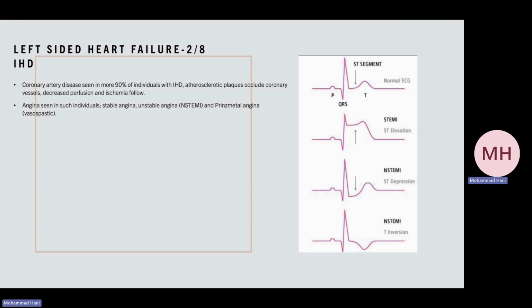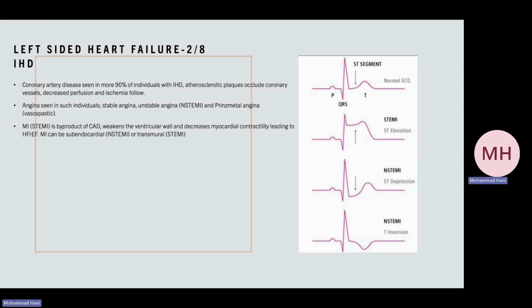And then you also have Prinzmetal angina, which is basically vasospastic angina. Basically, there are vasospasms of the coronary arteries, which occlude blood flow or decrease blood flow transiently. So you can have Prinzmetal angina.